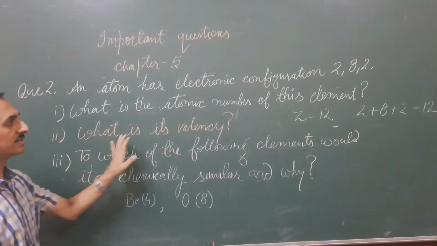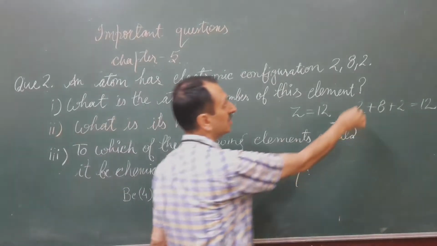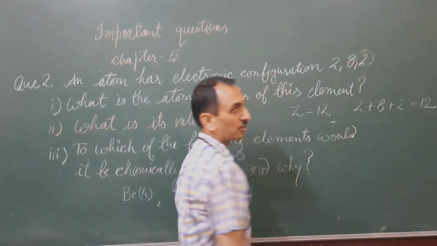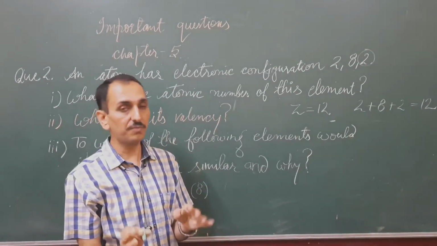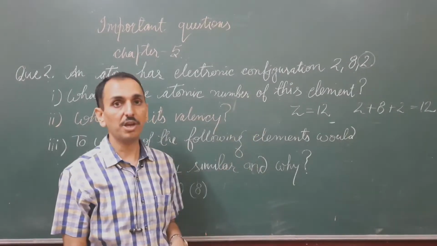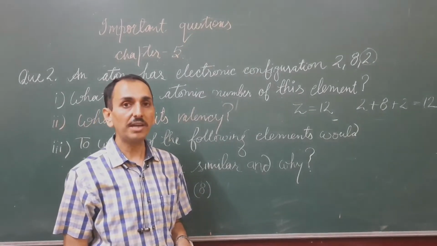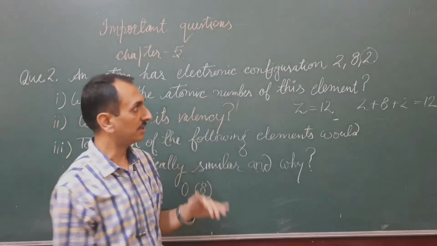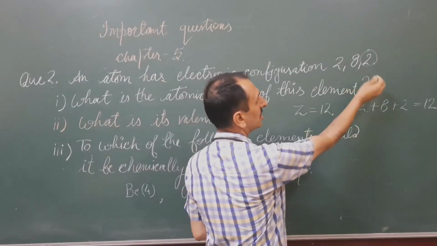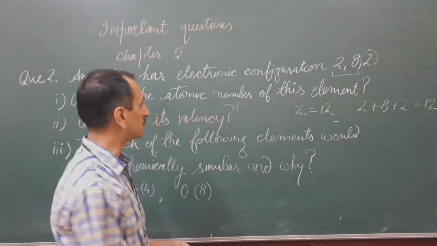Second question, what is its valency? Again we have to go to the electronic configuration. The outermost shell has 2 electrons. The outermost shell is less than half filled. Half filled is 4, but here there are 2 electrons. It will lose 2 electrons. Why? To become stable or to acquire the nearest noble gas configuration, that is 10, neon. That's why by losing these 2 electrons, it will acquire the configuration of neon. Its valency will be 2.